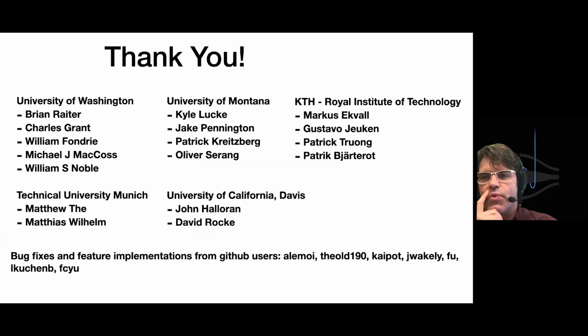With that, I want to acknowledge a couple of people, particularly people from Bill Noble's lab at the University of Washington. Brian Reiter and Charles Grant have been instrumental in developing the test code inside the project, and I also want to thank Matthew Thay, who has been enormously helpful in supporting the Percolator code over the years. I would also like to thank Oliver Serang for introducing me to layer order heap sorting, and John Halloran at UC Davis for working on the support vector machine training, as well as my own lab at KTH. So thank you for your attention.